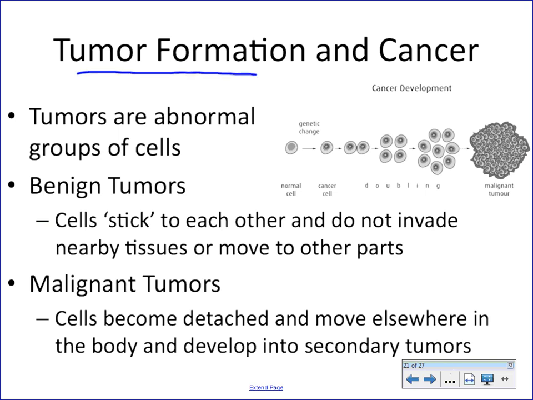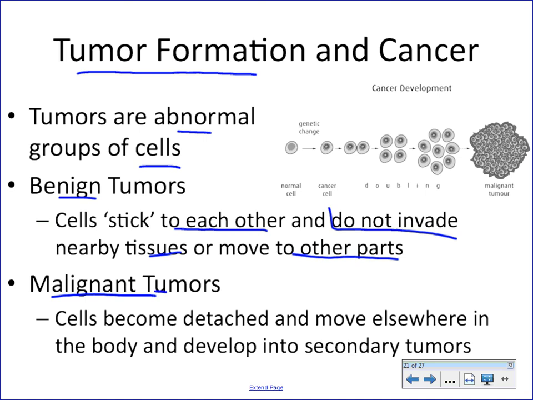Tumors are abnormal groups of cells, and they can ultimately be categorized into two types: benign tumors and malignant tumors. Benign tumors basically have cells that stick to each other, but the key part here is that they do not invade nearby tissues or move to other parts. Benign tumors grow to a certain size and then stop. They don't interfere with the function of any organs and don't spread to other parts of the body.